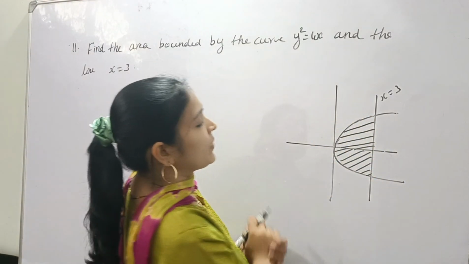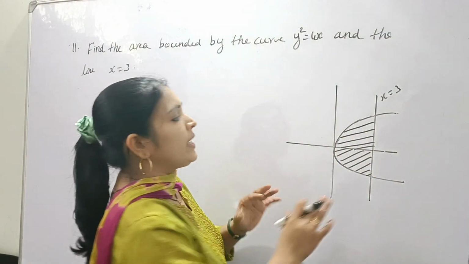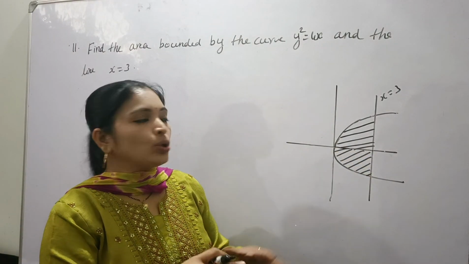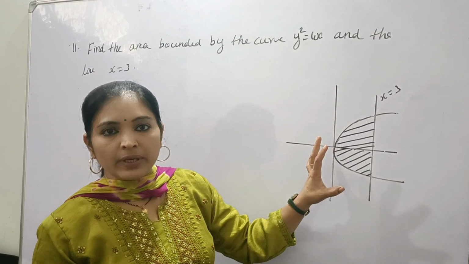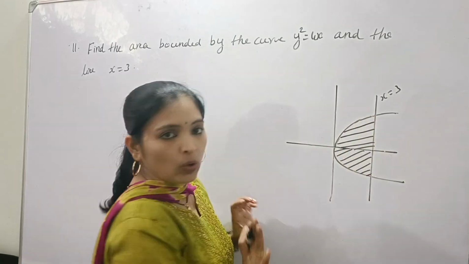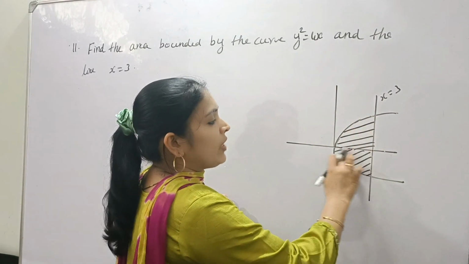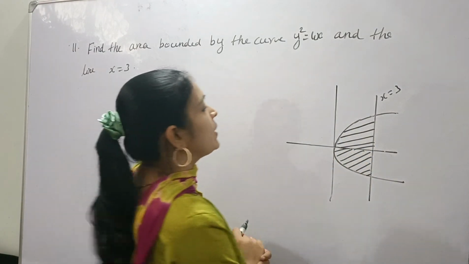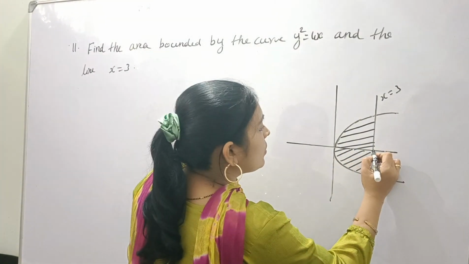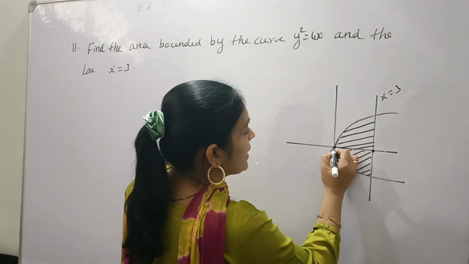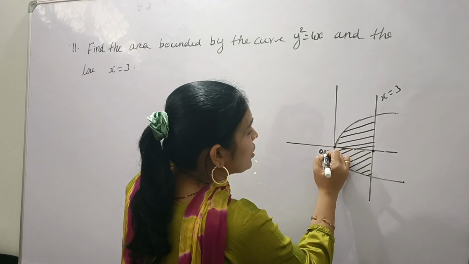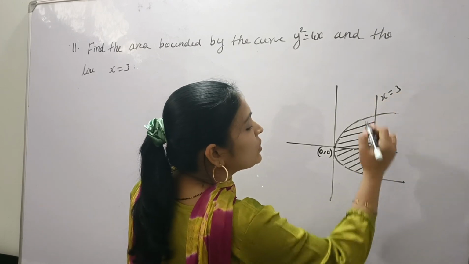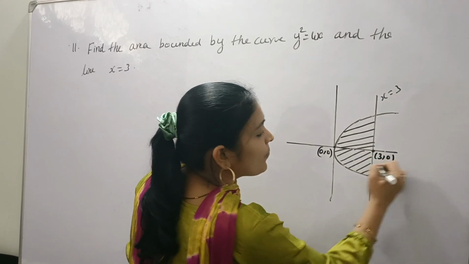So this region. Here it is enough to find the area of this upper part, then we can multiply by 2 to get the total area, right? This part and this part are equal, right? So we will find the area of this region, then multiply by 2. So how to find this area? Here the point is 0, 0. Then what is this point? It is on the line x is equal to 3, therefore this point is 3, 0.